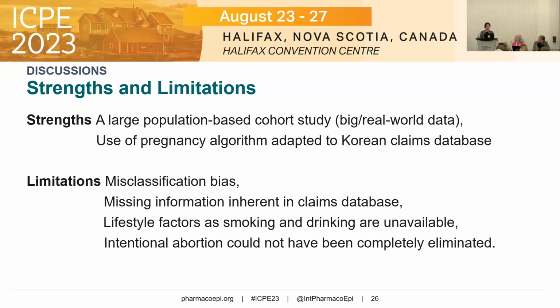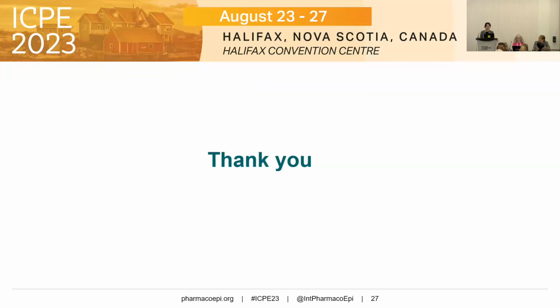Missing information and lifestyle factors cannot be accounted for in the claims database, and intentional abortion could not be completely eliminated. We have tried to remove induced abortion using ICD codes and a procedure code, but there could still be miscoding included. Thank you for the attention, and I'm happy to take any questions.